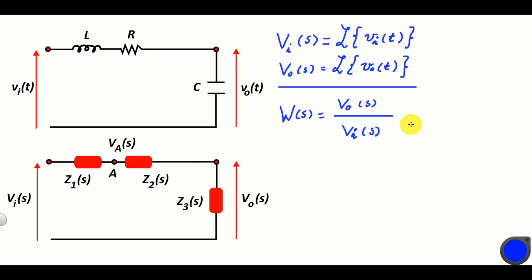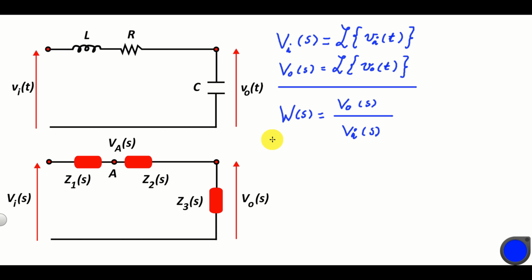There are at least two approaches to solve this problem. The first approach is to write a differential equation representing the dynamics of this circuit and then to apply the Laplace transform to that differential equation in order to derive our transfer function.